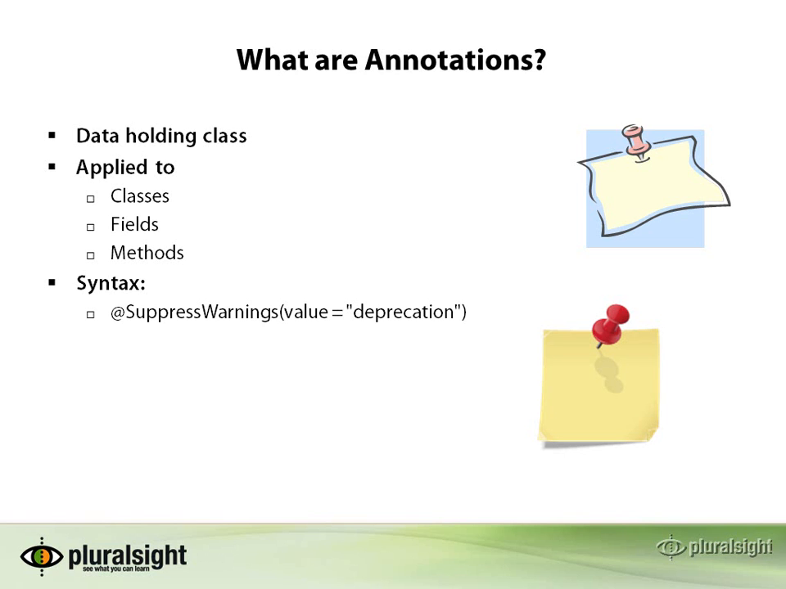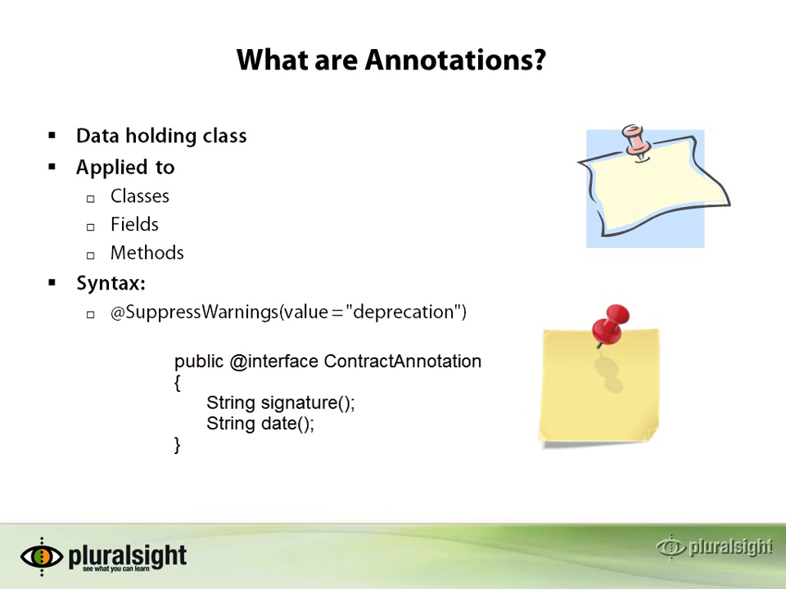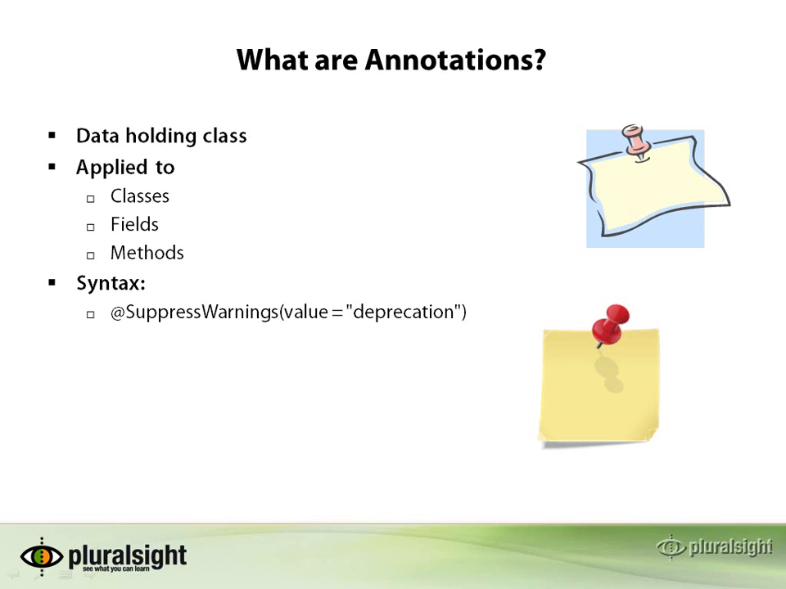If we thought about that annotation on that sticker, it said sign and date. So maybe that annotation would have a signature and a date to it. Annotations are basically a collection of some data that you're going to use to describe some code that's in your Java class. So these annotations can be applied in various places in your code.